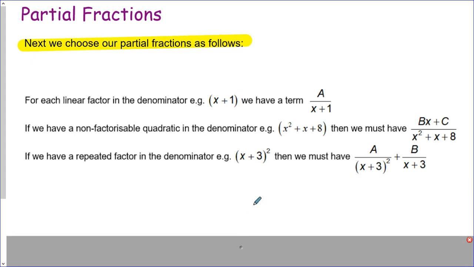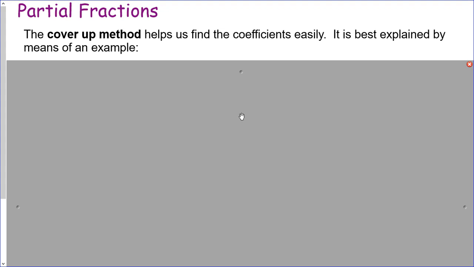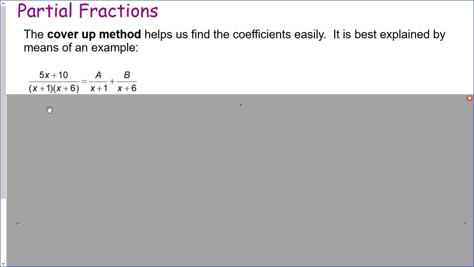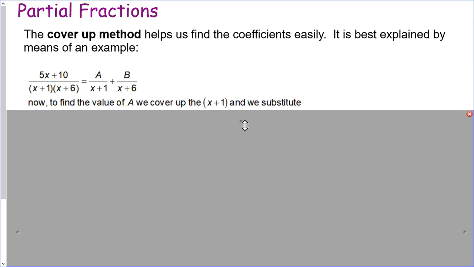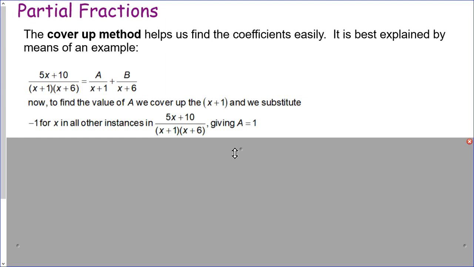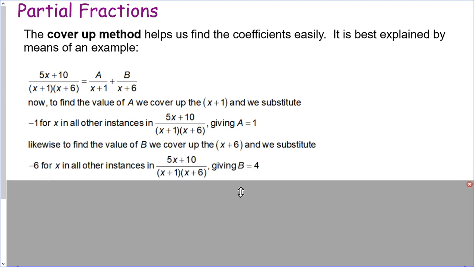The next step is to identify the coefficients, and we've got a method called the cover-up method. If we go back to our example, we've got two linear factors, and the cover-up method will help us identify both of those. In order to find the value of a, we cover up the x plus 1 over here, and we put into the remaining pieces the value of x that would make this denominator 0. So we substitute in -1, and we get a equals 1. Likewise, to find the value of b, we cover that up and put in -6 into the remaining instances, and we get b equals 4.